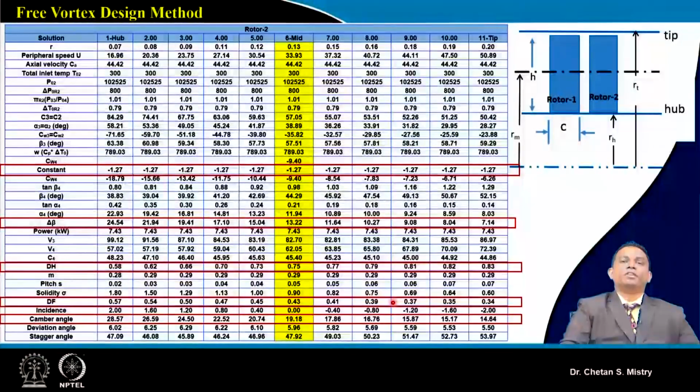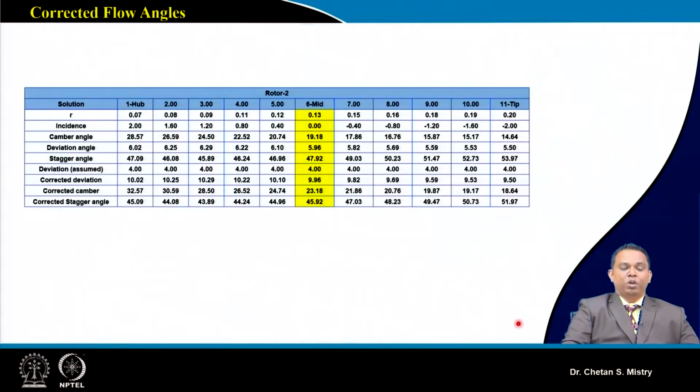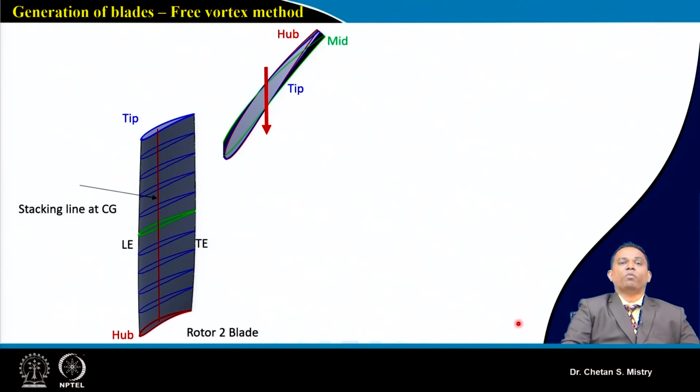There are some open literatures where people are trying to opt for a degree of reaction derivation, but it seems fundamentally wrong, because the degree of reaction terminology we define is in the sense of what is happening with the rotor and what is happening with the stage. Now we have done our calculation assuming the deviation angle to be 4 degree even for rotor 2, and based on that we have calculated the corrected camber as well as the corrected stagger, and this is what is coming out as the rotor 2 blade.